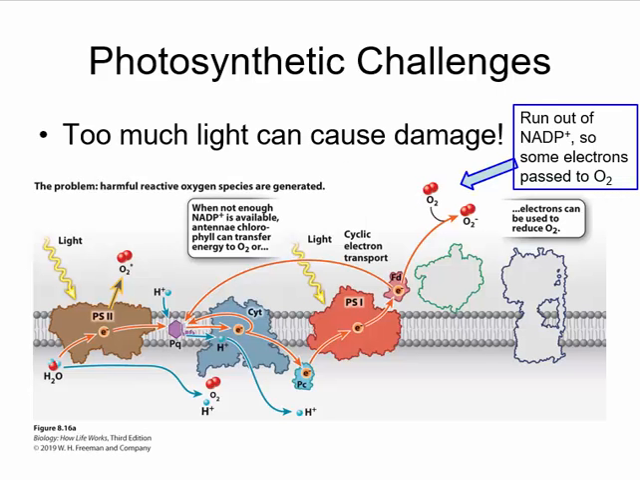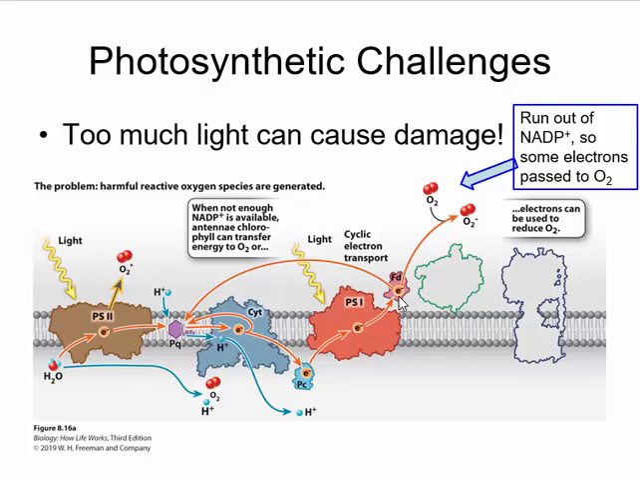Let's talk about a couple of things now that fit into this category of photosynthetic challenges. So one is too much light. Light seems good because you need that for these light reactions in photosynthesis, but too much, what can happen here is you run out of NADP+, because those electrons are being passed, and eventually you just run out.